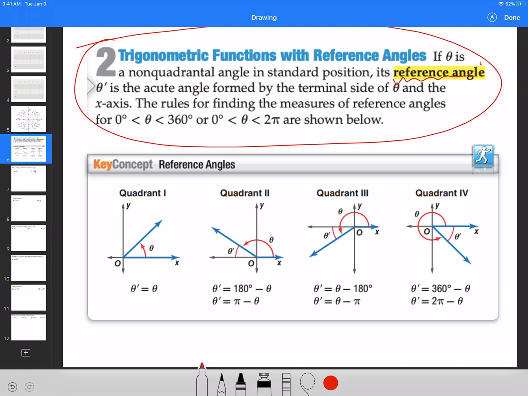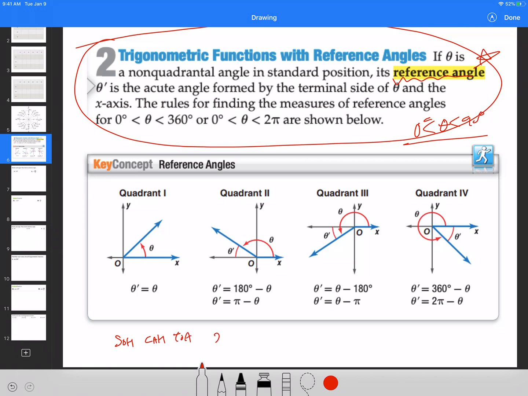I'm going to ask you to find what we call a reference angle. Now the reference angle is always going to be something between 0 to 90 degrees. It's going to be something of a visual that you could use to find out SOHCAHTOA of very, very big angles.